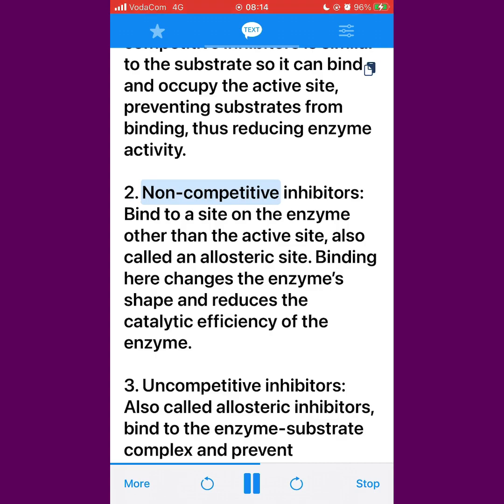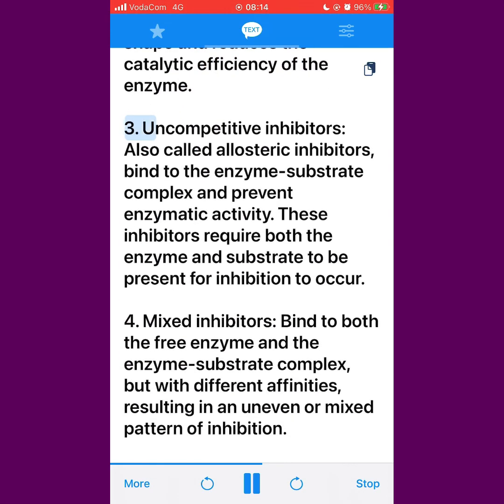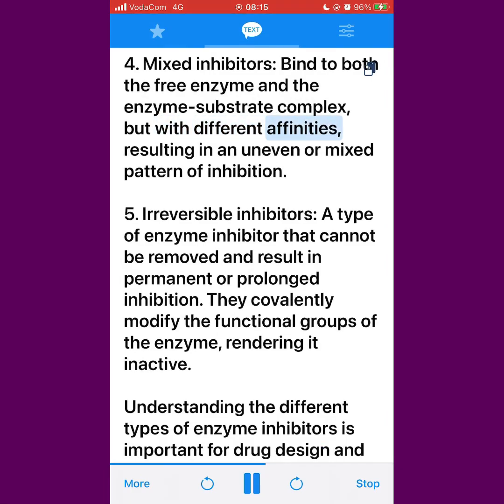2. Non-competitive inhibitors bind to a site on the enzyme other than the active site, also called an allosteric site. Binding here changes the enzyme's shape and reduces the catalytic efficiency of the enzyme. 3. Uncompetitive inhibitors, also called allosteric inhibitors, bind to the enzyme-substrate complex and prevent enzymatic activity. These inhibitors require both the enzyme and substrate to be present for inhibition to occur. 4. Mixed inhibitors bind to both the free enzyme and the enzyme-substrate complex, but with different affinities, resulting in an uneven or mixed pattern of inhibition.